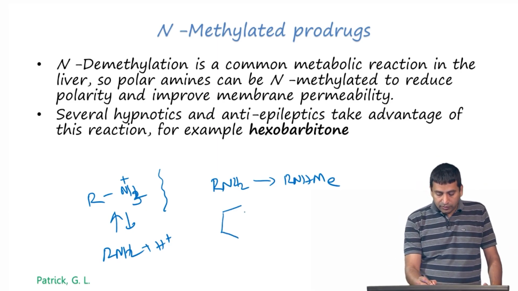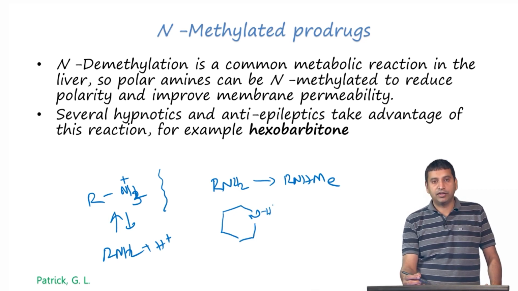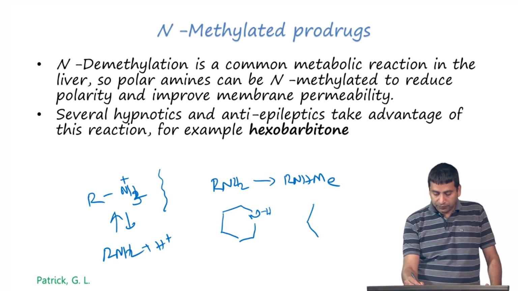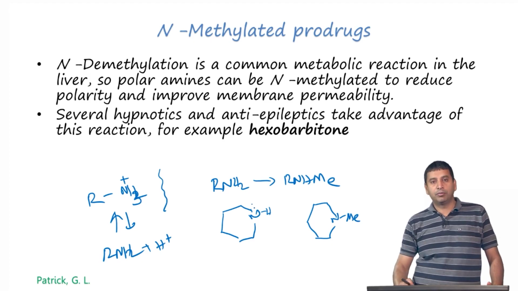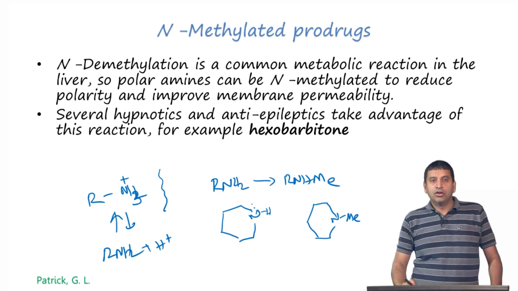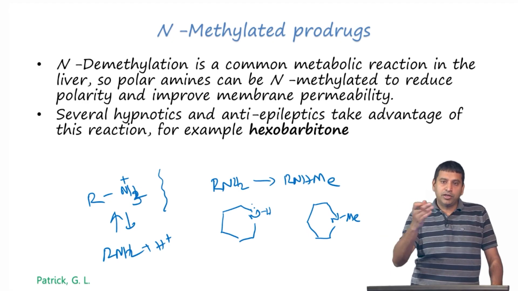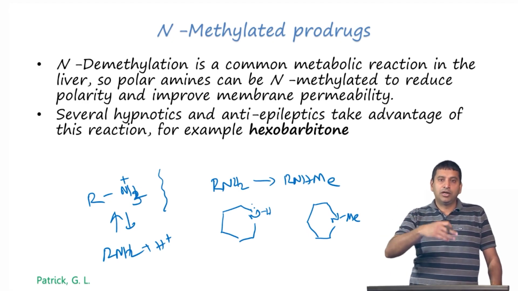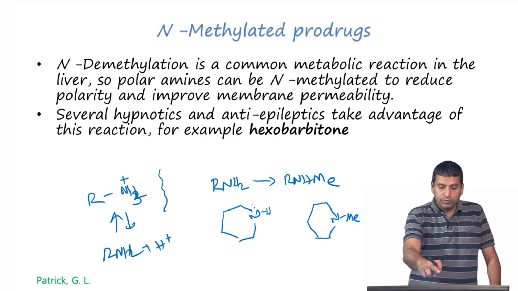Similarly, if you had a pyrrole type or a pyrrolidine type of ring, if it has an NH, instead of that you have NMe. Here the lone pair is more available and it is going to get protonated, whereas the methylated one is not going to be very well protonated due to sterics. There are several examples of this which are known. So, we would purposefully convert an amine into the methylated amine, so that it reduces the polarity and improves the membrane permeability.